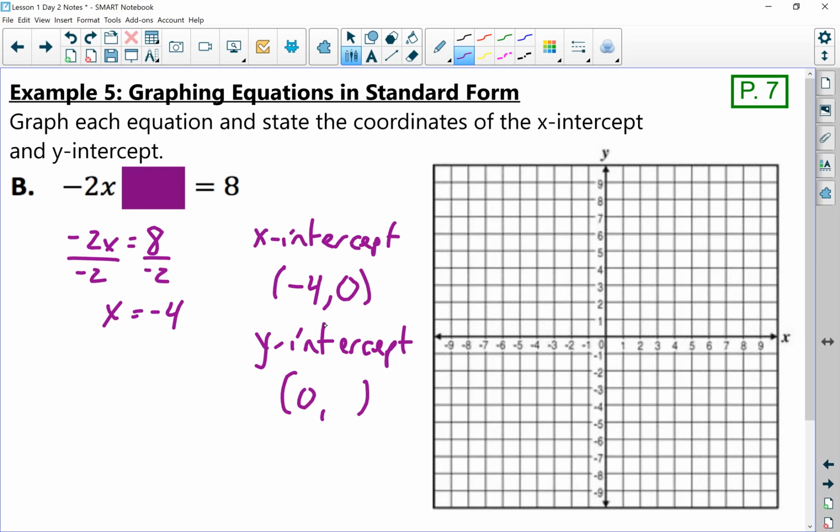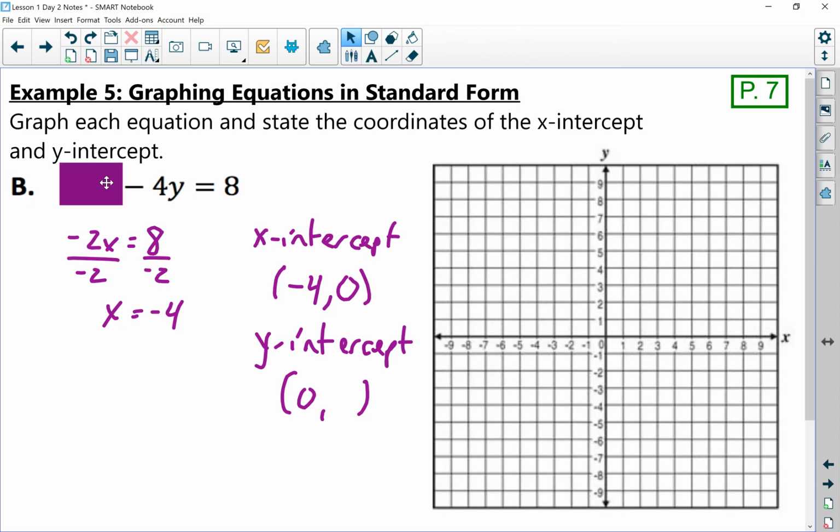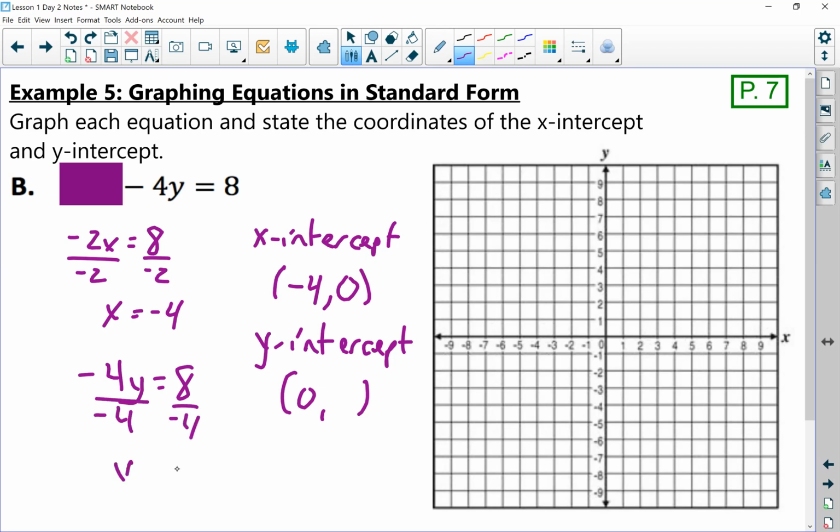To find my Y-intercept, I cover up the X. Remember that negative stays with the 4y. So I have negative 4y, or minus 4y, equals 8. Divide by negative 4. Y equals negative 2.